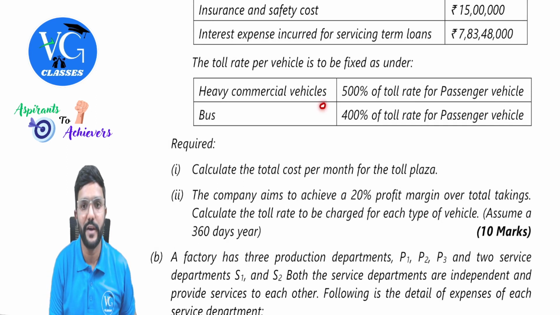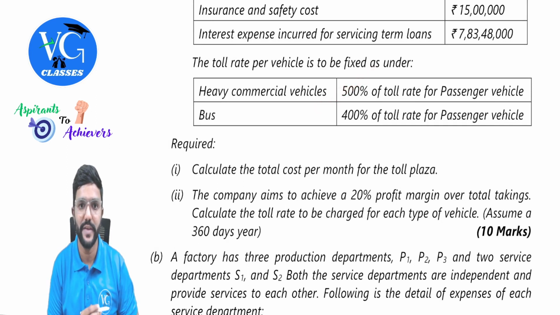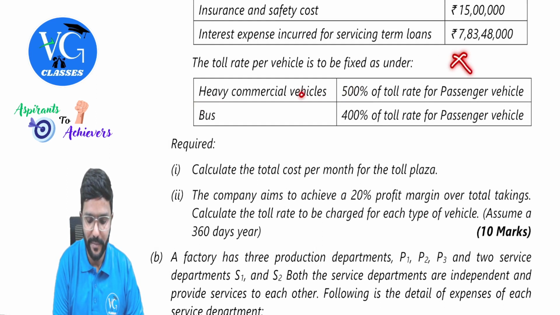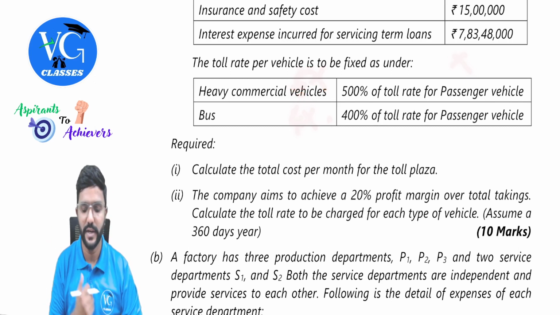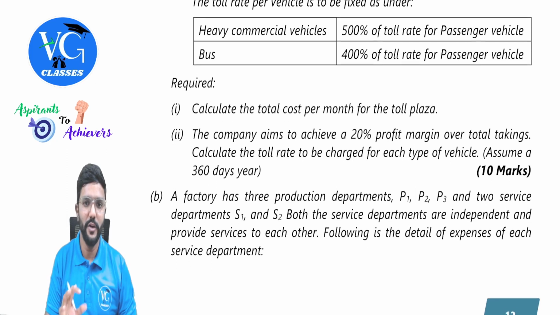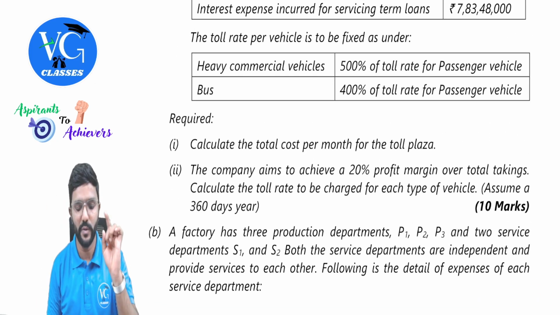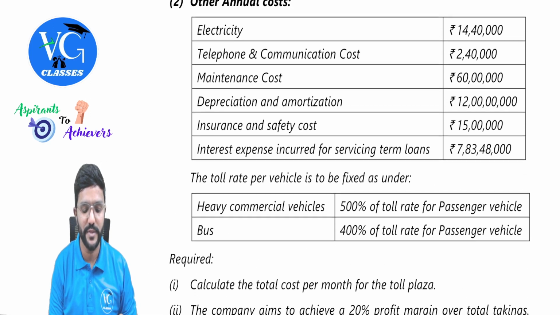Yeah. So you can see 500% of toll rate for passenger vehicle, that is for heavy commercial vehicle. So if I just assume for passenger vehicles it is X, for commercial vehicles it will be 5X and for bus it would be 4X, guys. That's all. Similar calculation is done. And a similar question we have done in the class. Almost same to same, but the only extra requirement here is that different types of vehicles are given.